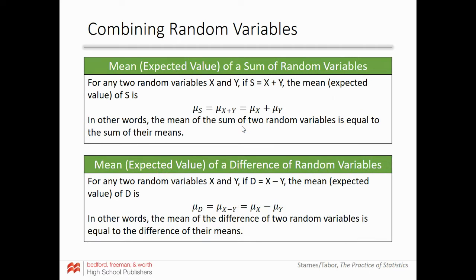So for a random variable, the means behave the same way, all right? So the sum, that is, the mean of X plus Y, where S is equal to X plus Y, is just going to be the mean of X plus the mean of Y. So the mean of the sum of two random variables is equal to the sum of their means. What you'd expect to happen, both their means added together.